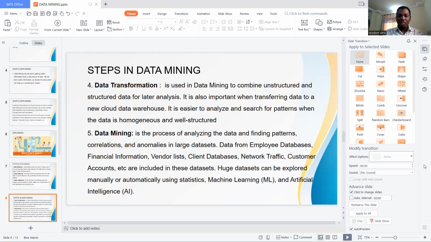So in data mining, now all these steps have been carried out. Data mining is the process of analyzing data and finding patterns, correlations, and anomalies in large data sets. So you've cleaned up the data, you've transformed the data. The next step is to check for patterns. You are like, all right, with all this, what can I deduce from this information? Is there an increase? Is there a correlation, a positive correlation, a negative correlation? Is there an anomaly? You check for those things, and that will help you make an informed decision.